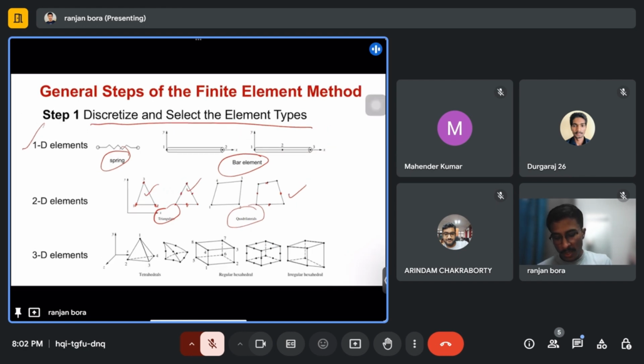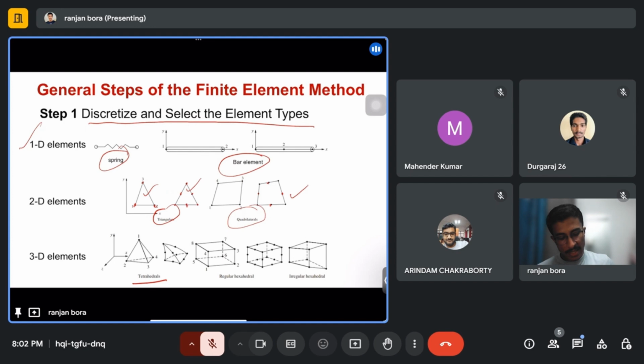And for 3D elements we have tetrahedrals, regular hexahedrals, or irregular hexahedrals. For the biomechanics problems which I showed in the previous slide, we use these tetrahedral elements. In a tetrahedral also you can see this 4-noded tetrahedral, or this 10-noded one: 1, 2, 3, 4, 5, 6, 7, 8, 9, 10. This is the 10-noded tetrahedral element.